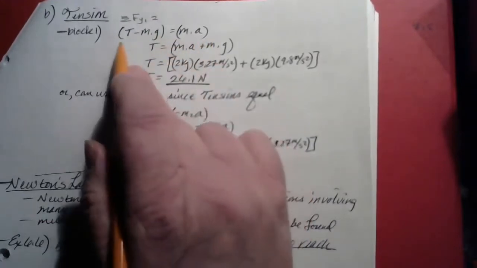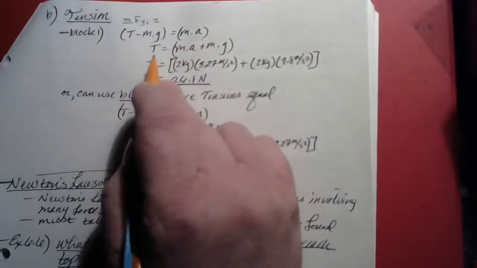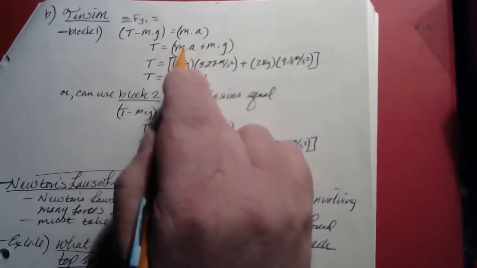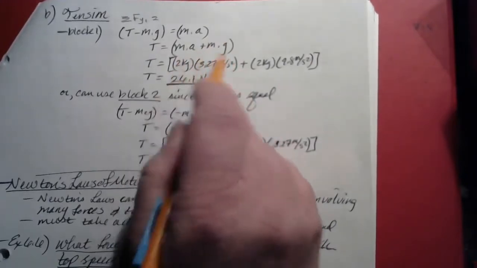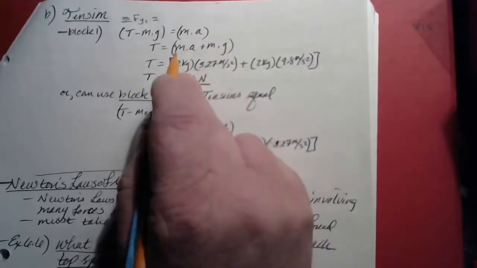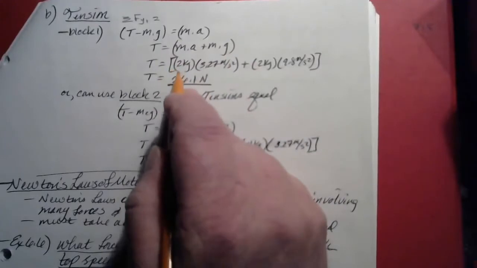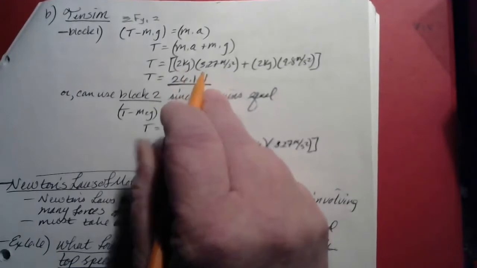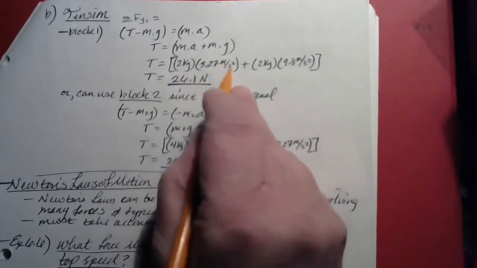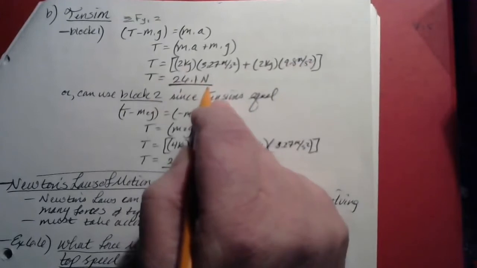Well, we know all of this stuff here except for the tension. So you set those two equal to each other and solve for the tension. Tension is mass 1 times acceleration plus mass 1 times g. If you want to, you can factor out mass 1 and have mass 1 times a plus g, or you can just stick the numbers in. So for block 1, the mass is 2 kilograms times acceleration, which is 3.27 meters per second squared, plus 2 kilograms times 9.8 meters per second squared. When you add all of that up, you get 26.1 newtons.